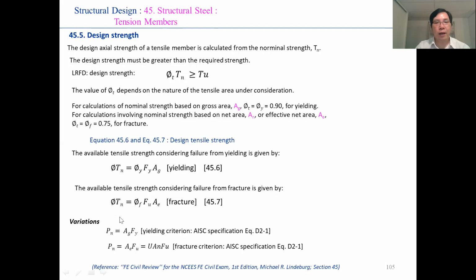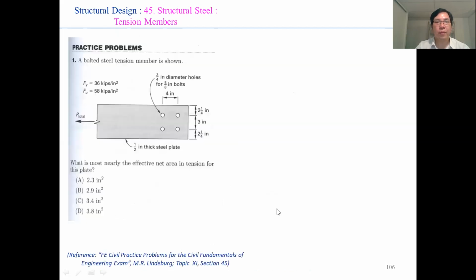After that, I give you in this part some variations for the calculation of Pn by other equations. So you can see the detail in the AISC specification. Now we can pass to the practice problems.